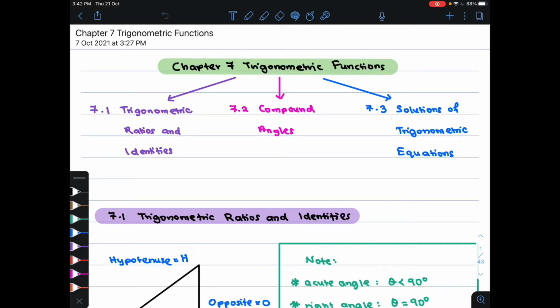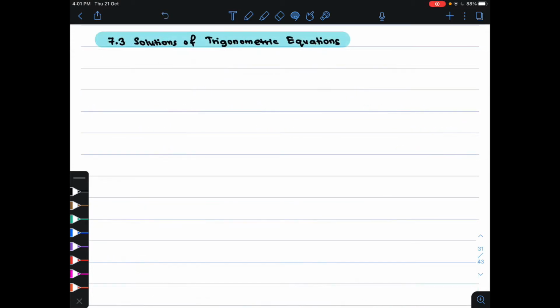The last subtopic of Chapter 7 is 7.3 Solutions of Trigonometric Equations. And in this subtopic, we're going to have LARKA and LIGA, T substitution, and R form. Let's start with the meaning of LARKA and LIGA.